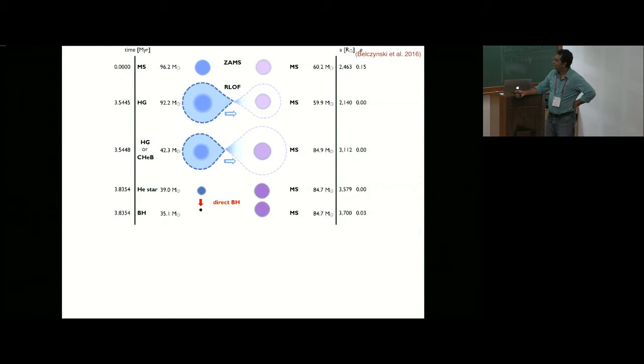Now it lost even more mass. It became a black hole. In principle, it could have lost even more mass. This is a so-called direct black hole collapse, where not a lot of ejecta leaves the star through supernova. Okay? So you get a black hole, and the orbit expanded even more.